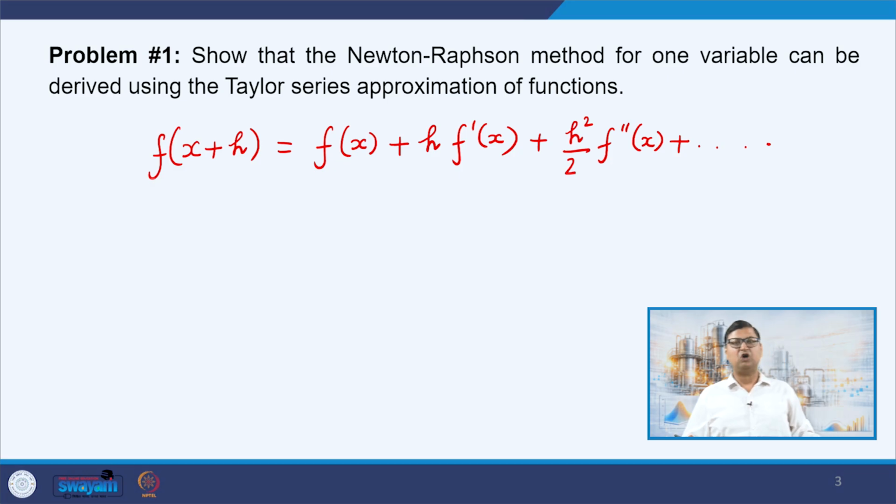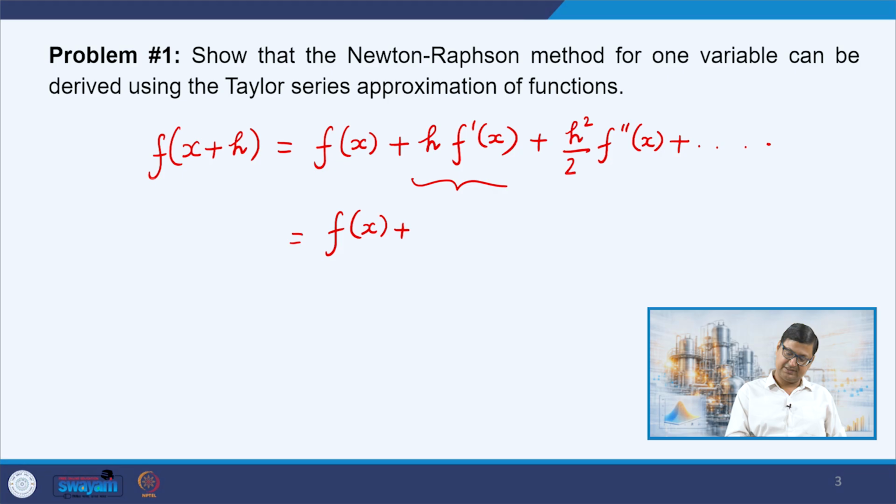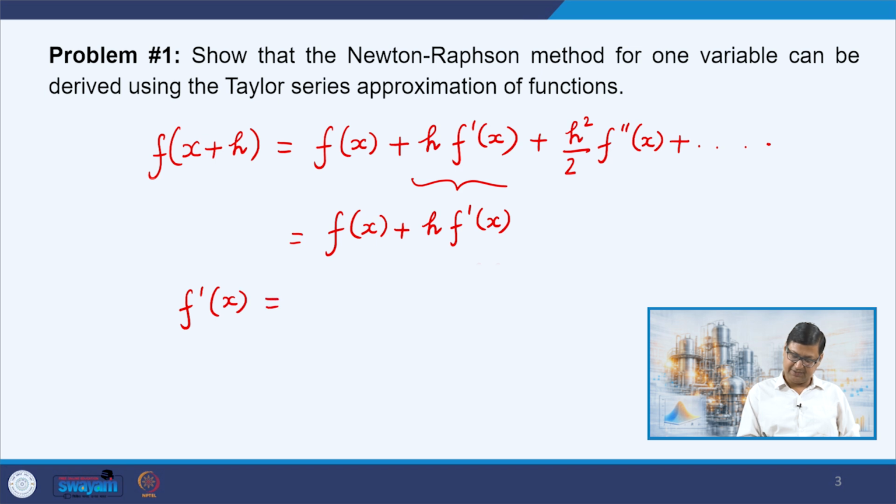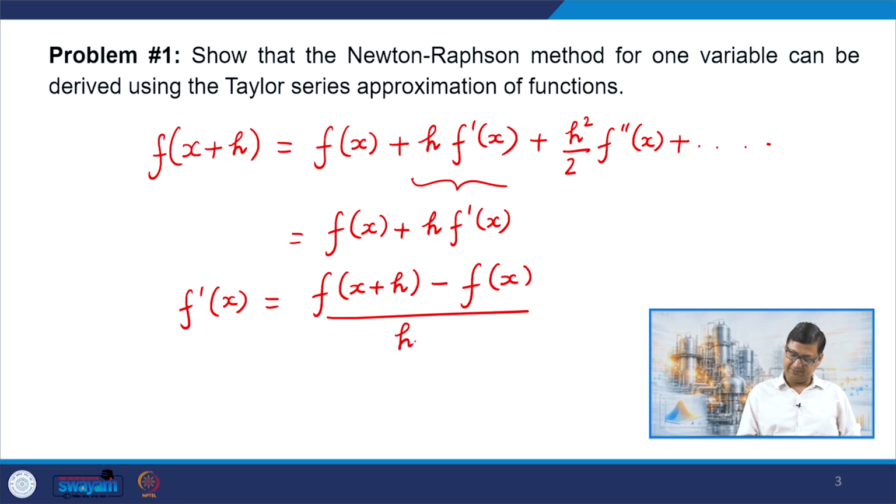If we stop at the first derivative, then we are going to have something like f of x plus h f prime of x, and therefore, we can write f prime of x as something like f of x plus h minus f of x by h. Now, let us look at the Newton Raphson method and just try to see, can we relate it to something like this? So, what exactly did we do there?